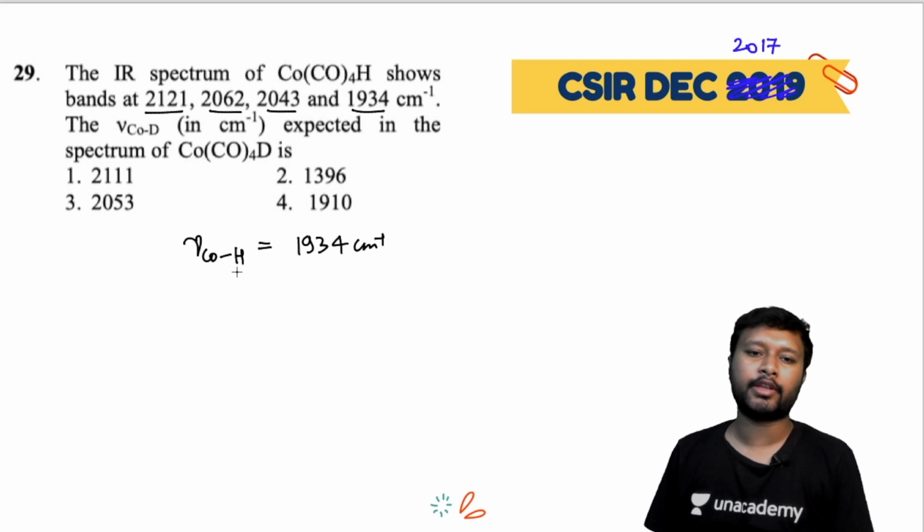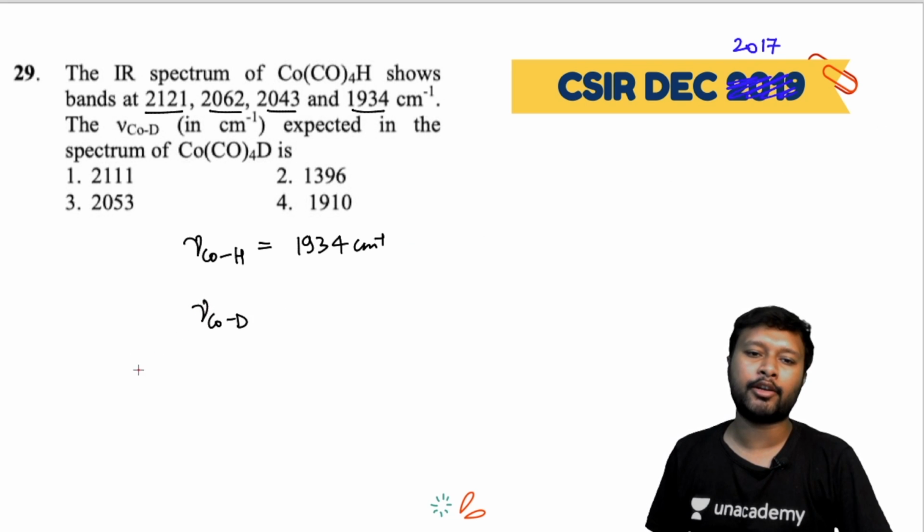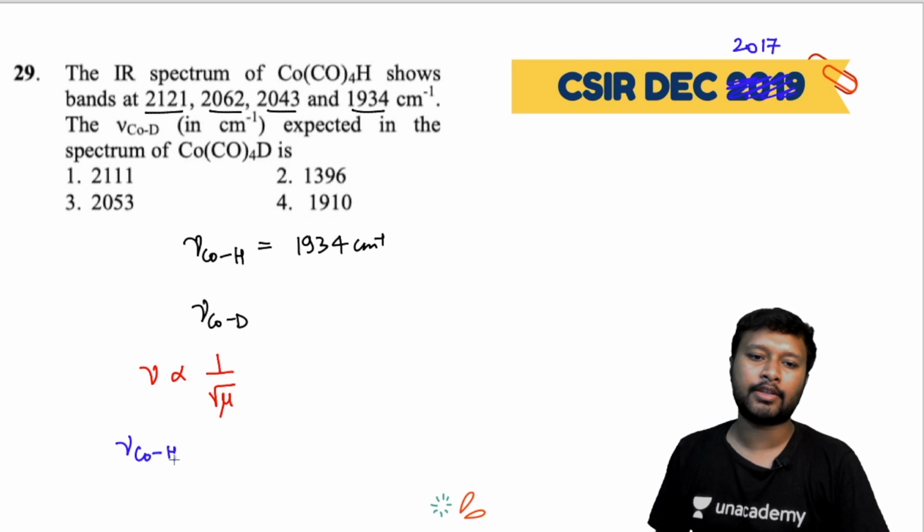Now you have found one thing, that is the frequency of the cobalt hydrogen bond. You have to calculate the frequency of the cobalt deuterium bond. You know the relationship between the frequency and the reduced mass. So you know that the frequency is inversely proportional to the square root of the reduced mass. If I have to make this calculation, the frequency of CoH divided by the frequency of CoD is going to be equal to the square root of the reduced mass of CoD divided by the reduced mass of CoH.